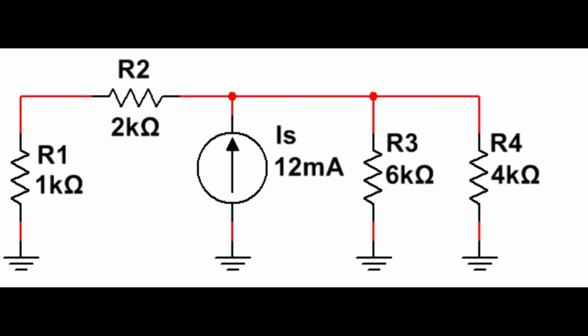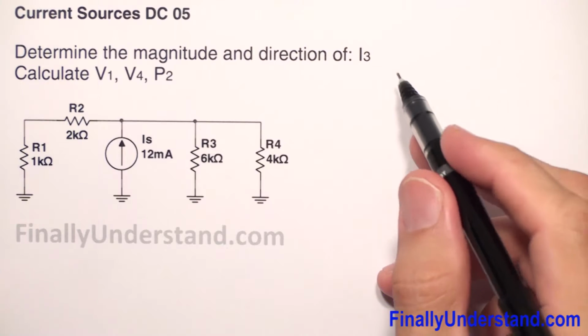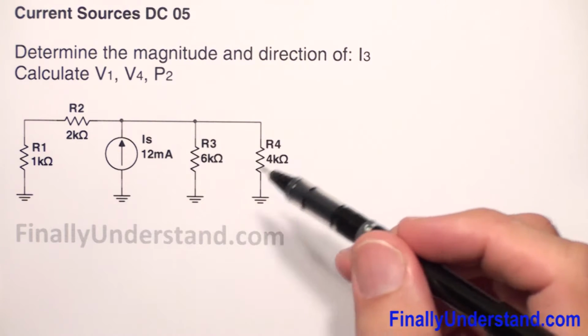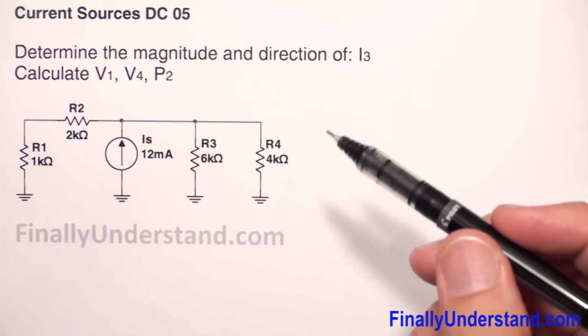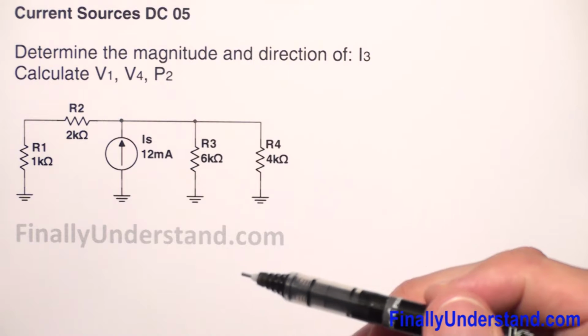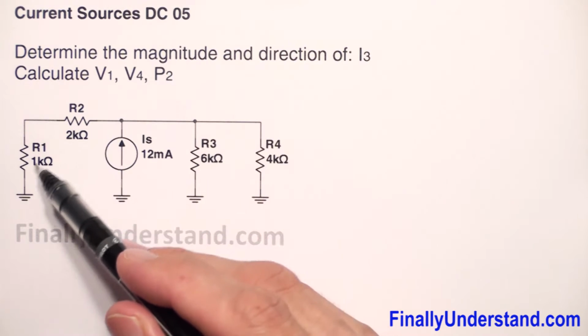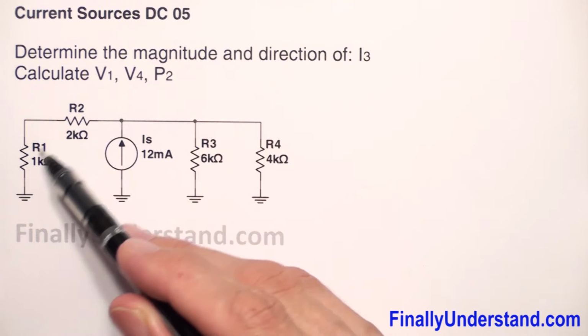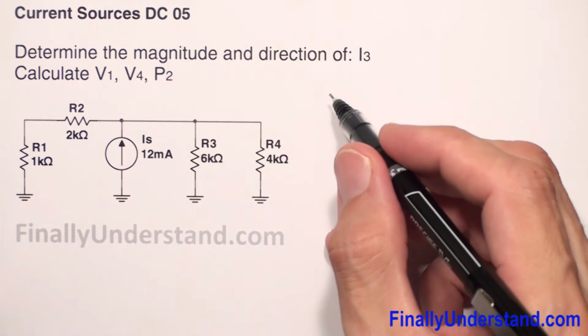Let's take a look at this example. This time we're supposed to determine the magnitude and the direction of I3. Please notice that this is nothing else, just a series-parallel circuit with the current source. So what I would do first, I would find the total resistance of these two resistances, right?